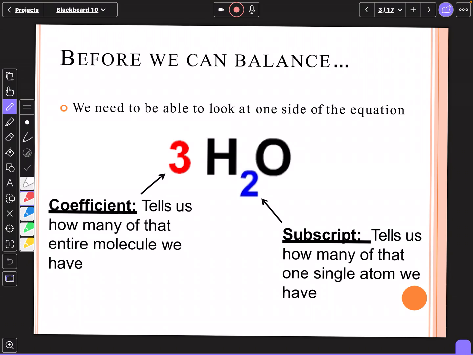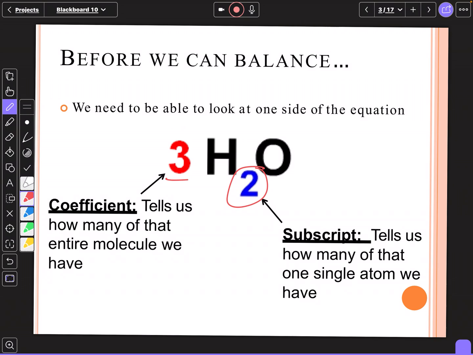Now, before we can balance, we need to look at one side of the equation. Now, we know we have subscripts here that tell us how many of that one single atom we have. It tells us we have 2 hydrogens and 1 oxygen in 1 molecule of water. And then we have this other term called a coefficient, and that tells us how many of that entire molecule we have. So that 3 means we have 3 water molecules.